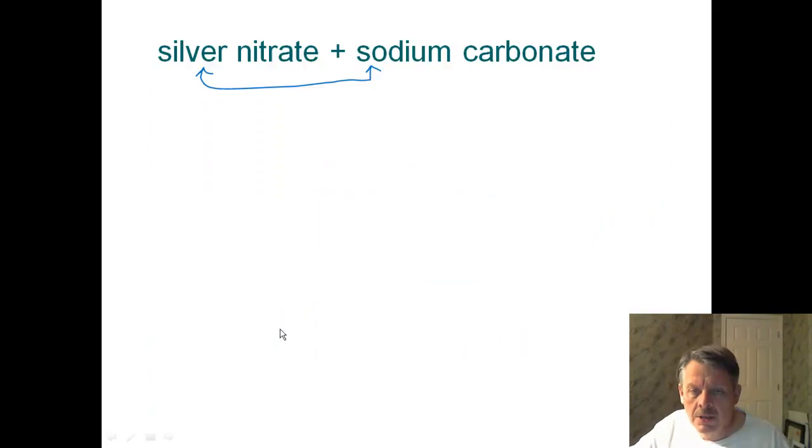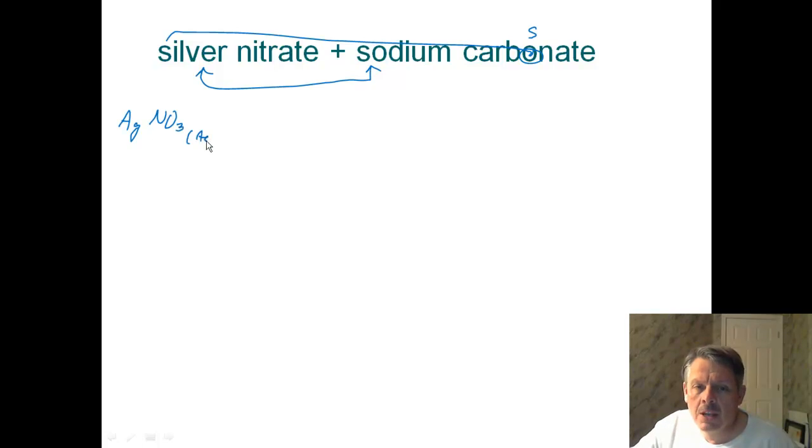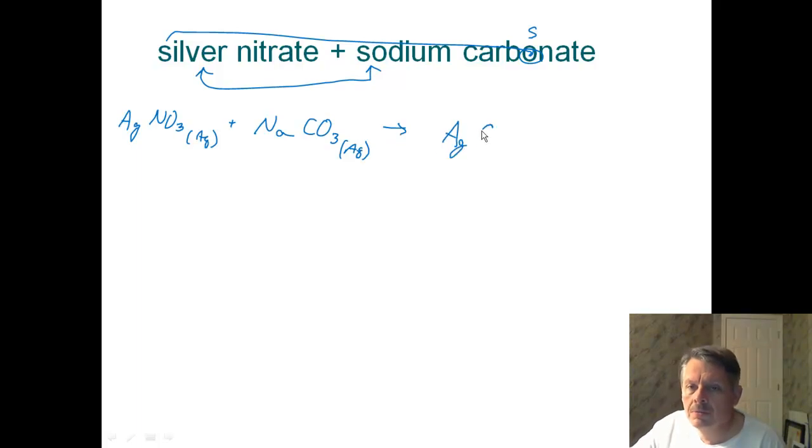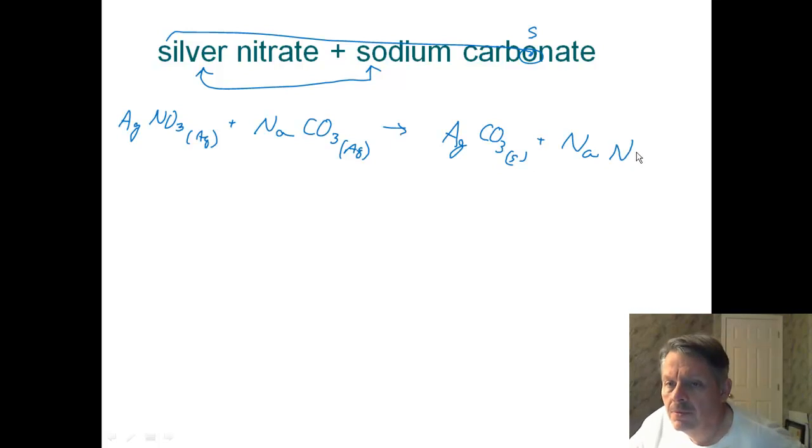So let's go ahead and do this. Silver carbonate is going to be my solid. So let's write these down. This is silver nitrate, and that's aqueous, plus sodium carbonate, NaCO3, and that's also aqueous. And that produces, we swap our things together, so we get silver carbonate, which is a solid, that's the important one, plus sodium nitrate, and we know that that's aqueous. So we've taken our types: aqueous, aqueous, solid, aqueous.